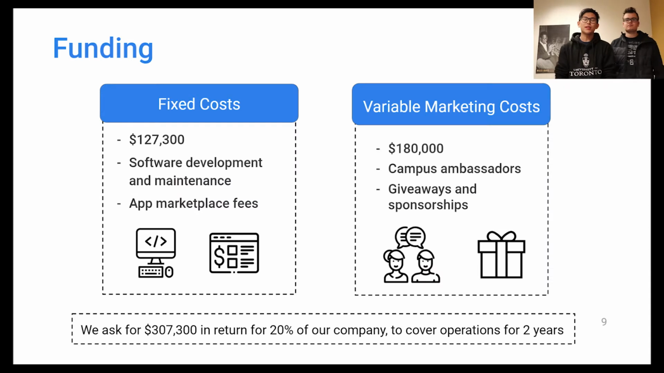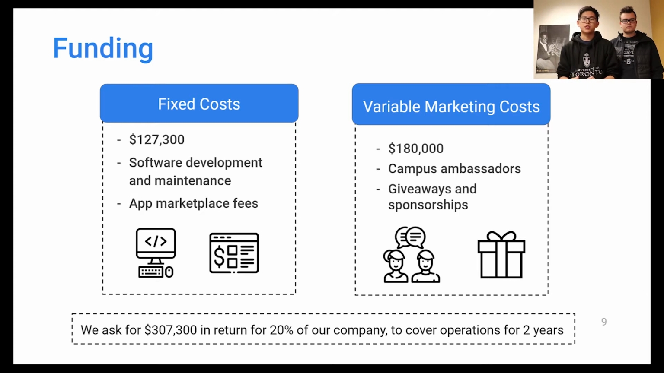Definitely. So before we tell you how much money we're asking, I'm going to first explain how we'll spend that money. We've identified two sources of cost for us. First, fixed costs, and second, variable marketing costs. Fixed costs include costs involved in software development and management, in addition to maintenance, and also marketplace fees, since we're mainly distributing our app through the Google Play Store or the Apple App Store. So this comes to $127,300 in total for the next 2 years. Secondly, our variable marketing cost comes mostly from our marketing campaigns involving campus ambassadors, and also our giveaways and sponsorships, in addition to any social media marketing we employ. This comes to $180,000 for the next 2 years in total.